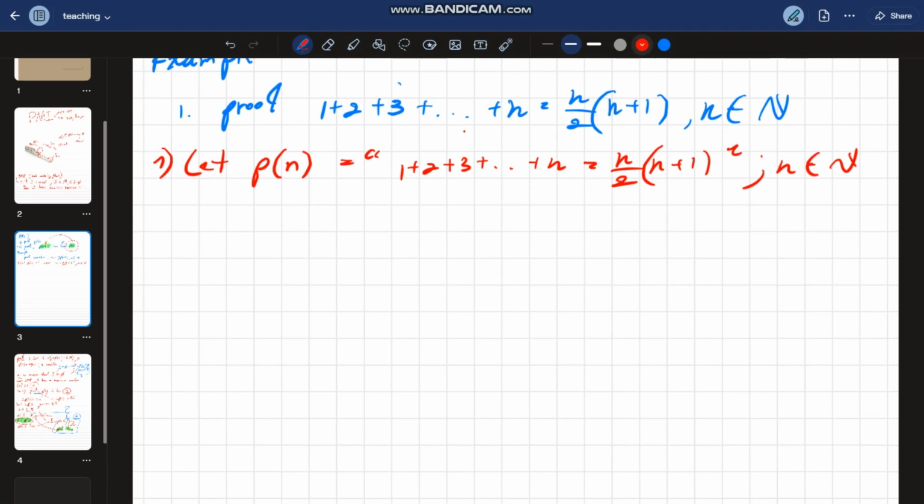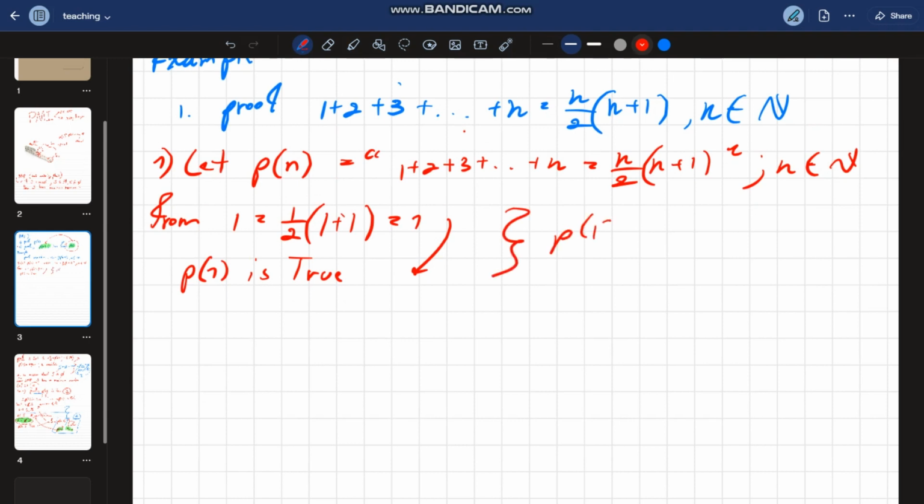From the first part, we put in P1. 1 is equal to 1 divided by 2 times 1 plus 1, which is equal to 1. One divided by 2 times 1 plus 1 is 2 divided by 2, which is 1, equal to 1. From this we get that P1 is true. I think that's the first part: P1 is true.